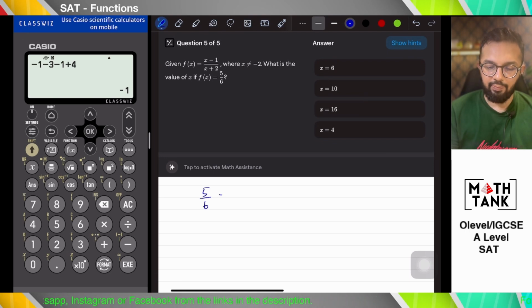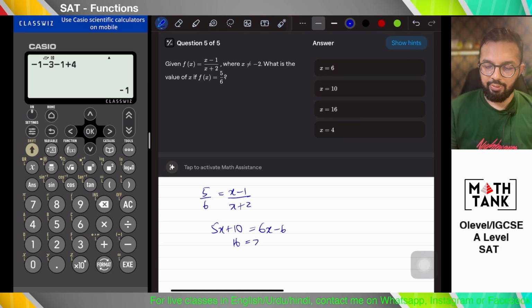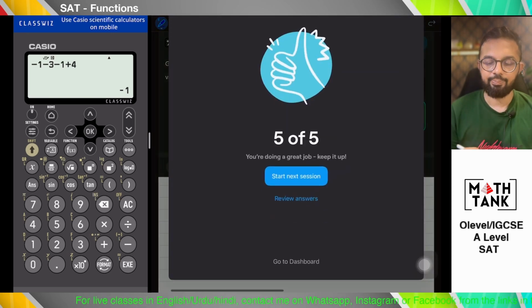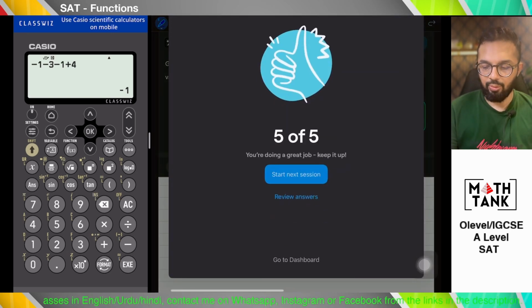Let's look at the next one. I think that's simple. 5 over x equals x minus 1 over x plus 2. So 5x plus 10 equals 6x minus 6. 16 equals x. Let's see some more questions.